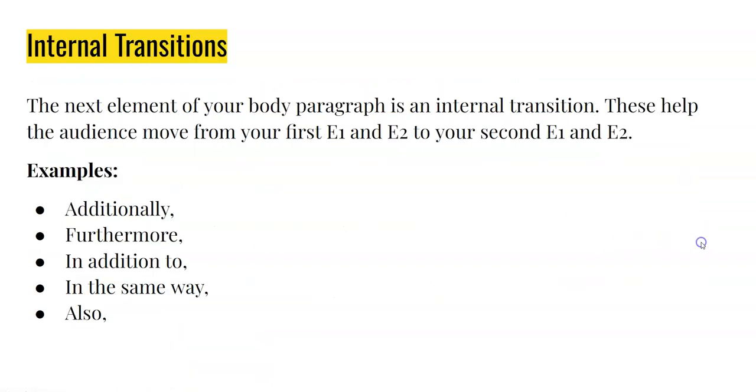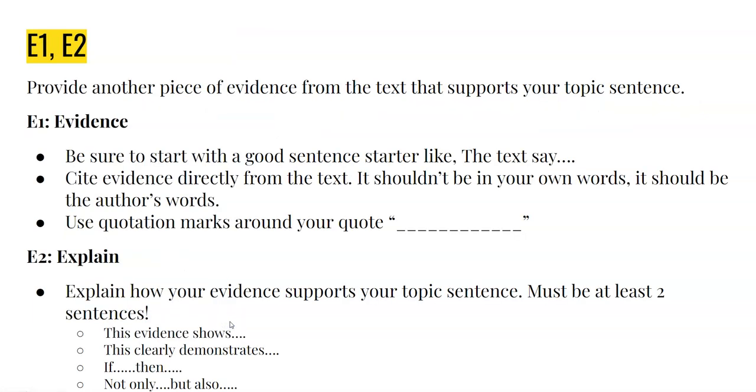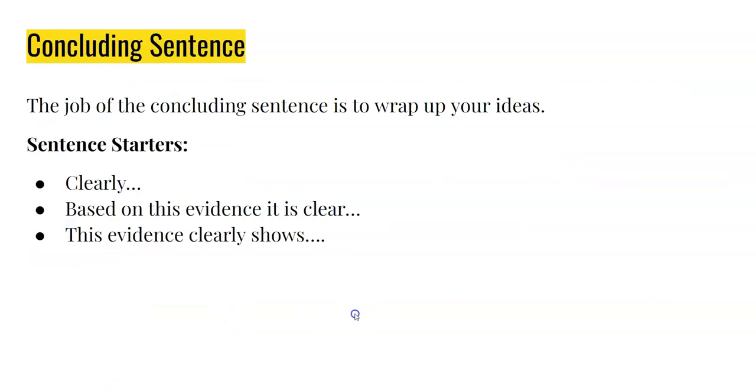After your first E1 and E2, you're going to include an internal transition. That might look something like additionally, furthermore, in addition to, in the same way, or also. And then you jump right into your second E1 and E2. We just talked about that, so I'm not going to go into too much detail about it, but I do want you to remember that your E1 should come from the text, it should support your topic sentence, and then your E2 should be at least 2 sentences.